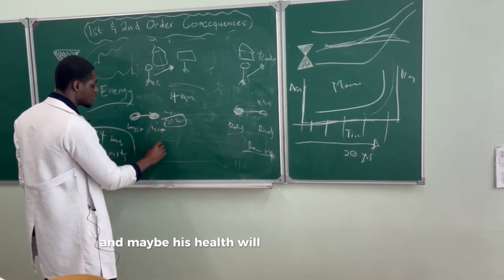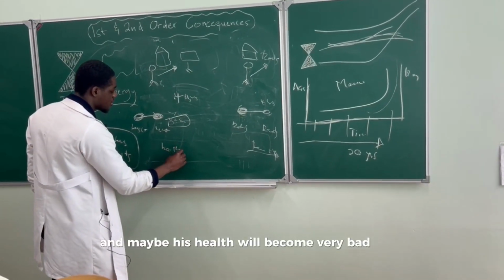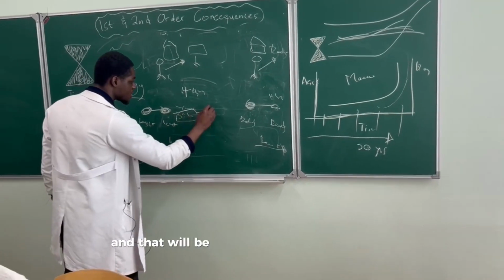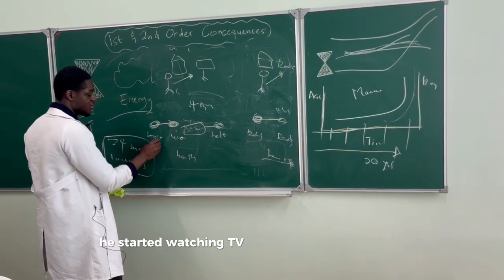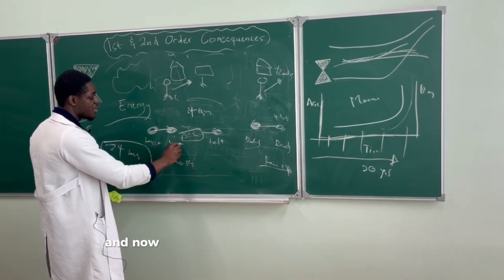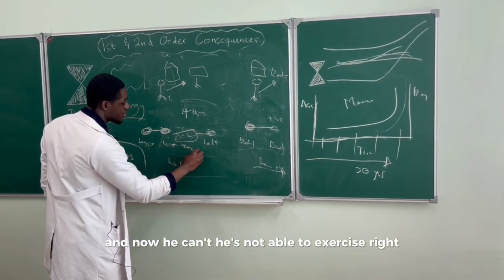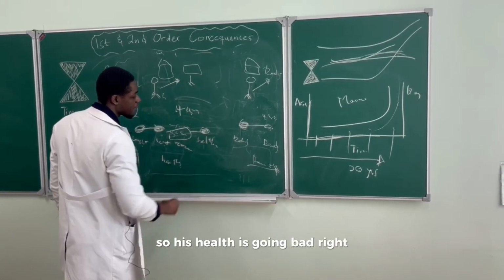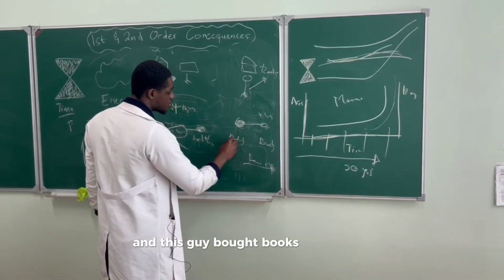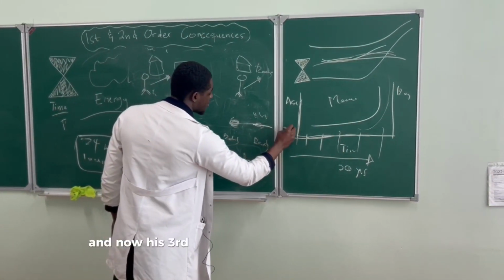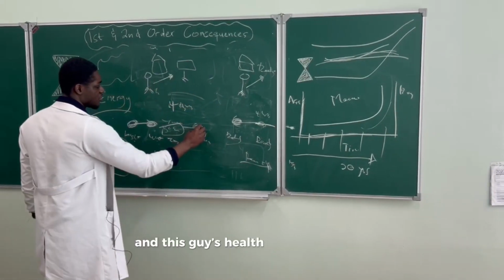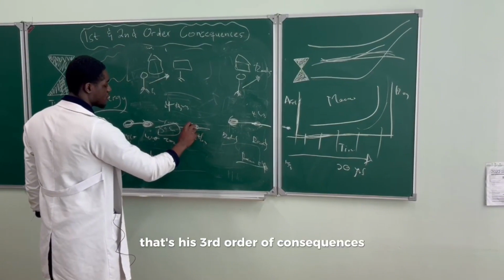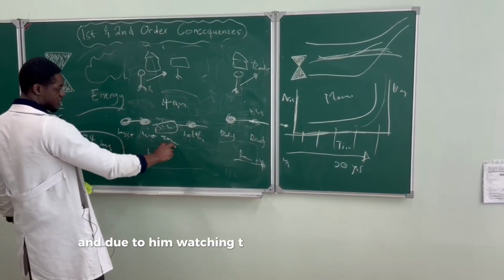And maybe his health will become very bad, right? And that will be his third order consequences. He started watching TV, he bought a TV, watched the TV, and now he's not able to exercise, right? So his health is going bad, right? And this guy bought books, read books, and now his third consequence is gaining knowledge, right? And this guy's health became bad. That's his third order consequences. And due to him watching TV, his health has become bad.